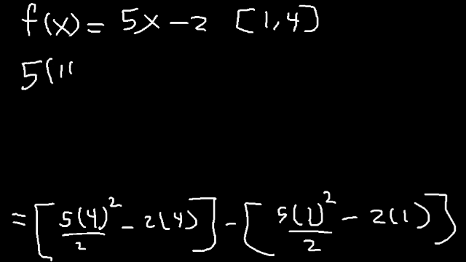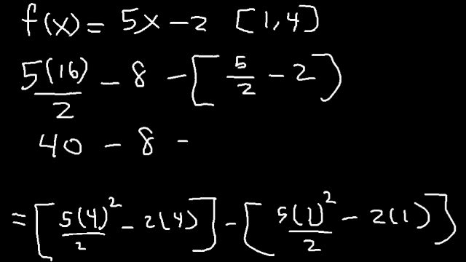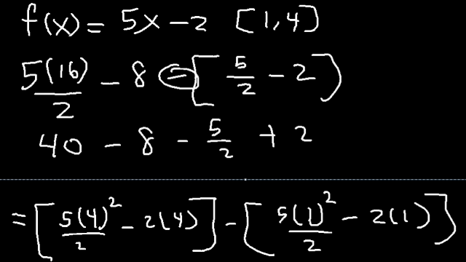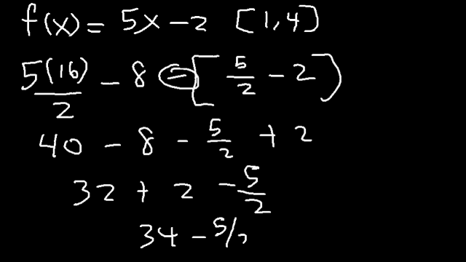Four squared is 16. 2 times 4 is 8. And then this is going to be 5 over 2 minus 2. 16 divided by 2 is 8. 8 times 5 is 40. And let's distribute the negative sign, so it's negative 5 over 2 plus 2. 40 minus 8 is 32. And 32 plus 2 is 34. So we have 34 minus 5 over 2.